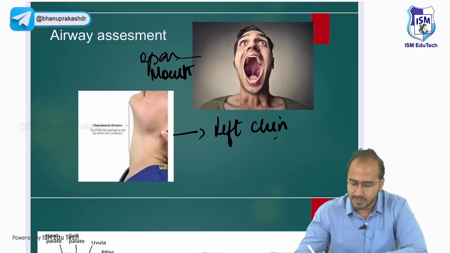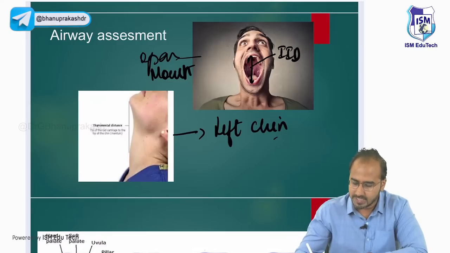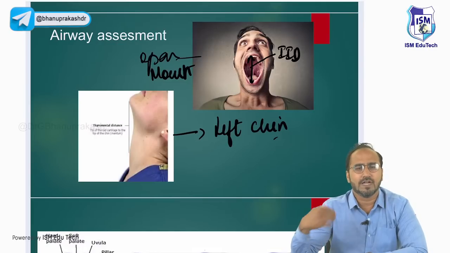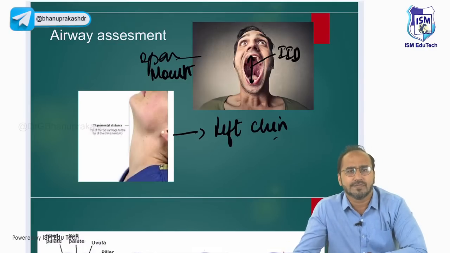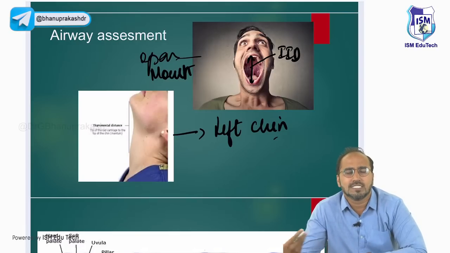What is inter-incisor? Just look over here. The distance between the upper and lower incisor. This is the IID, inter-incisor distance. Anyways, when he is opening his mouth, first is the Mallampati. What is the Mallampati classification? It is basically the classification given on the structures that are visible.